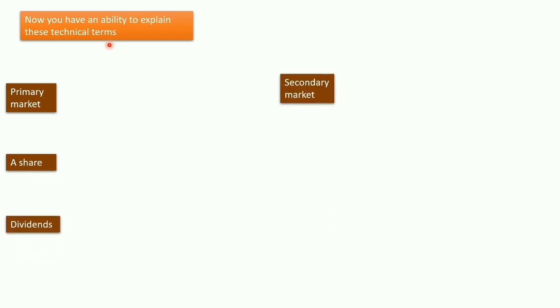Now you have the ability to explain these technical terms. What are the terms? Think about those things: a primary market, a share, dividends, secondary market, capital gain, capital loss. In this case, we talk about four persons. First one is Siha's company. The second one is Manha. Another one is Nevanya. Next person is Nitu. Now, at which time are they applying these technical terms?